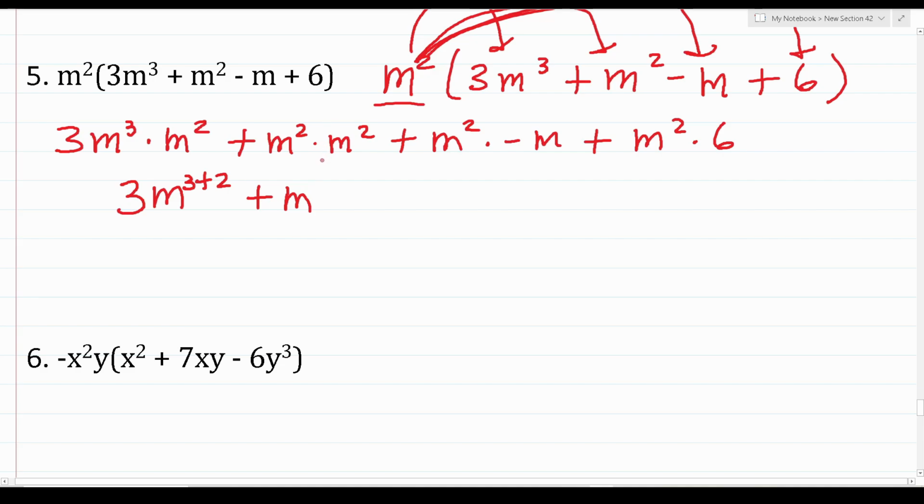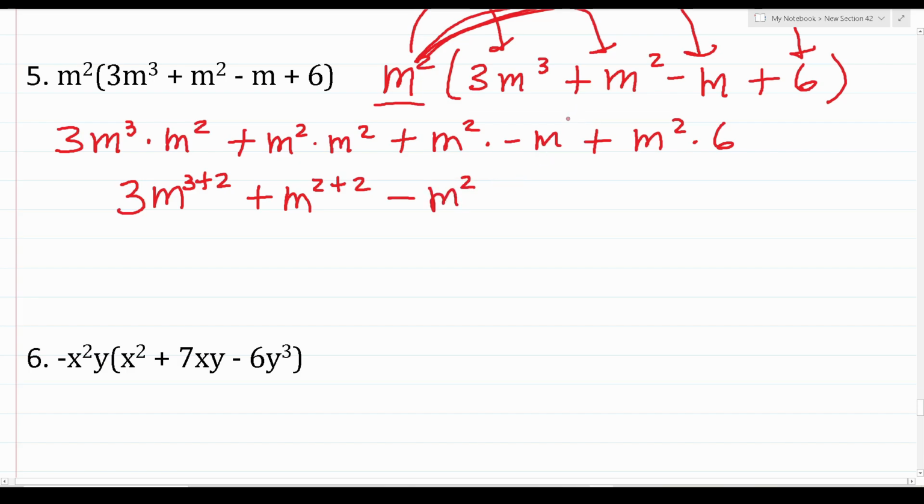1 times 1 is just 1. So that coefficient is just going to be 1. And then this is going to be 2 plus 2 according to the product rule. And let's go ahead and work on this. And let me get rid of that plus because, again, there's an imaginary plus 1 here and an imaginary negative 1 here. Positive 1 times negative 1 is going to be negative. So this is going to become negative m to the 2.